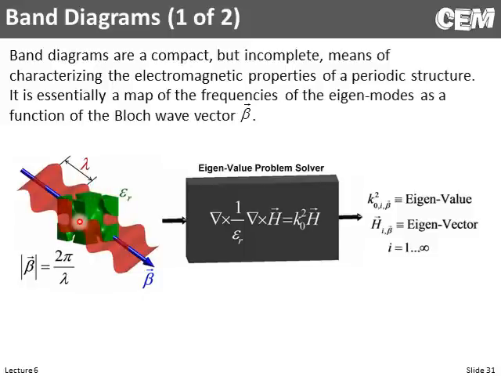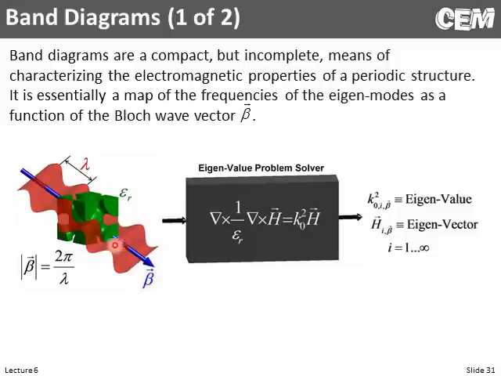The second thing is, we're interested in a wave traveling through this. So the question comes up, what direction wave are you interested in? And what is the wavelength of that wave? Just like we did with wave vectors, we can lump that into a wave vector. We're calling it beta here.